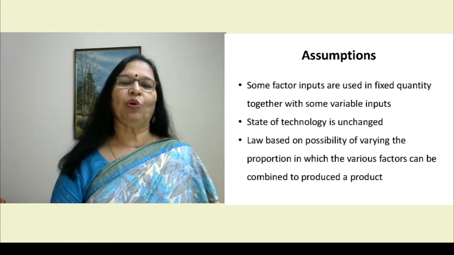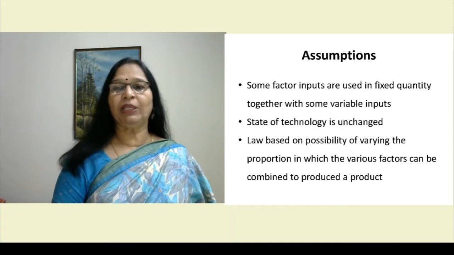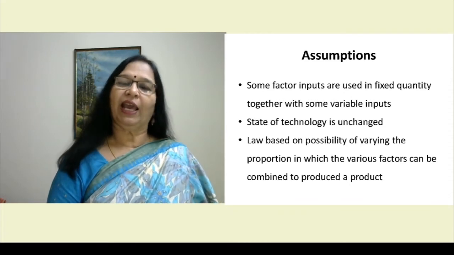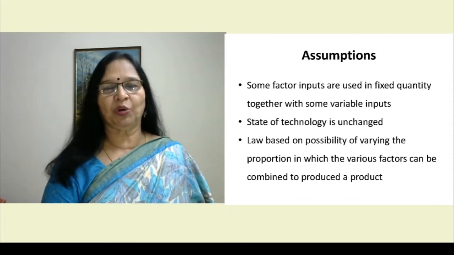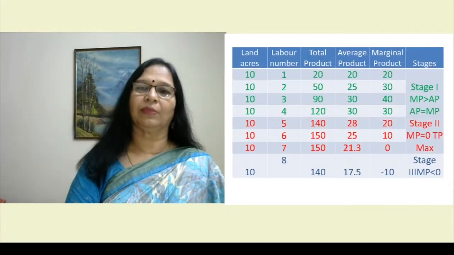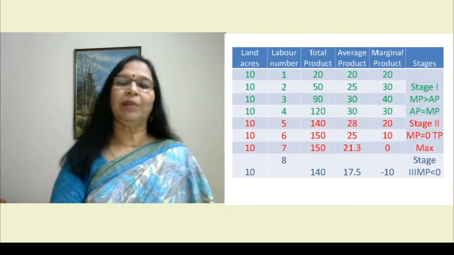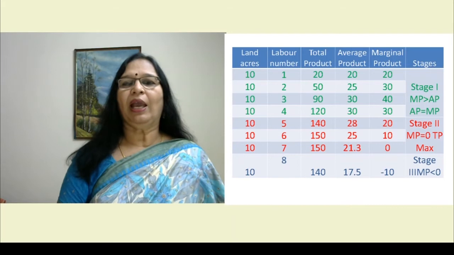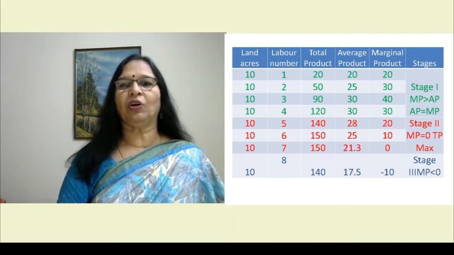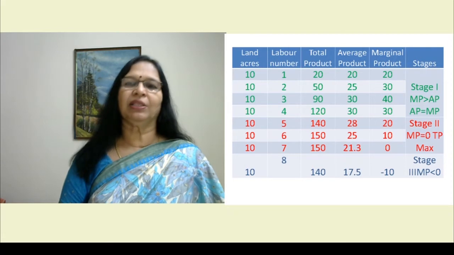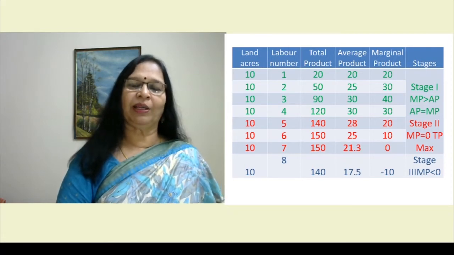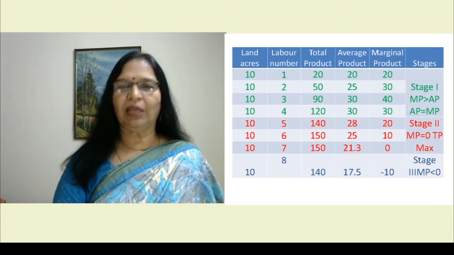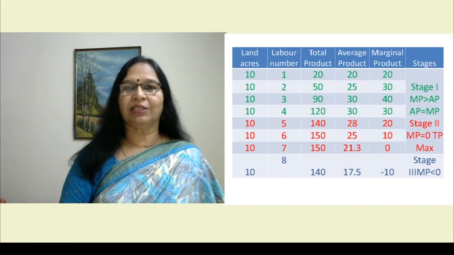So the way in which we want to combine these factors can be changed, and they can be combined in different ways according to the need, and then we can see how the total output will be altered. This table is an important one. You can understand the three stages of production, and you also have the concepts of total product, average product, and marginal product. Then you have labor as the additional variable input, and land as the fixed input. I have put them in colors so that you can understand the three different stages of production.